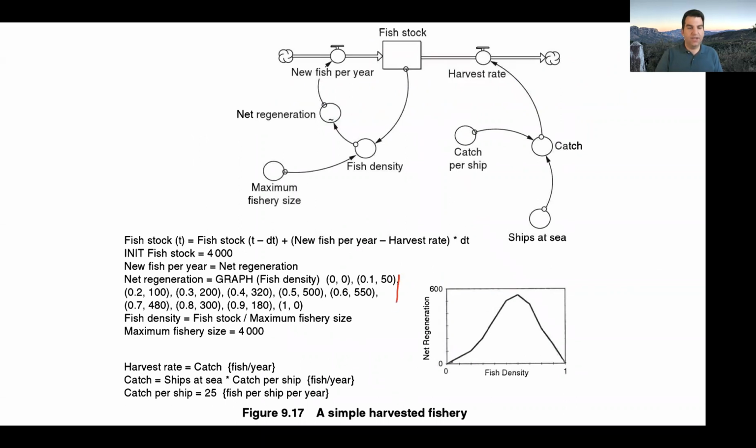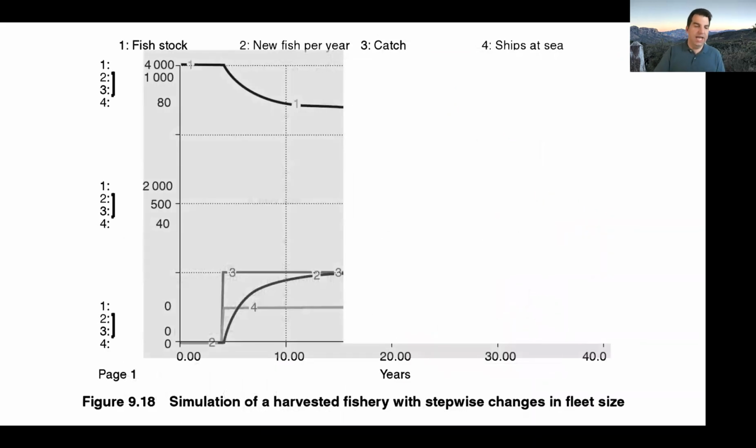So down here is that lookup table that you see over here. And if you simulate this, we're going to change the number of ships at sea manually. There's a little slider on ships at sea, just like you did in your homework E2. Ships at sea here, 4, is being changed manually. It starts out at 0 and then jumps up to however many ships at sea this is. And when it does, the catch here, 3, jumps up from 0 catch to this amount of catch.